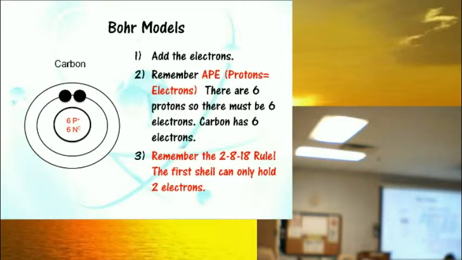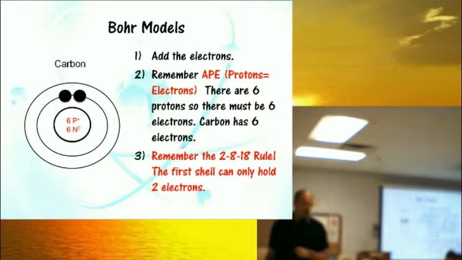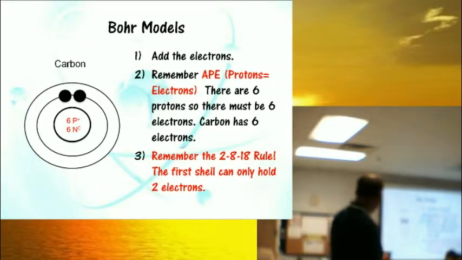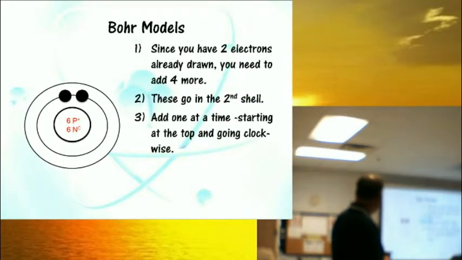Now, we have 6 electrons to go. We only used 2 of them. Where are the rest going to go? The next shell. Very good. So, how many can be in the second shell? You can have 8, but we don't need all 8, do we? We only need 4 of them, and they would go like that.